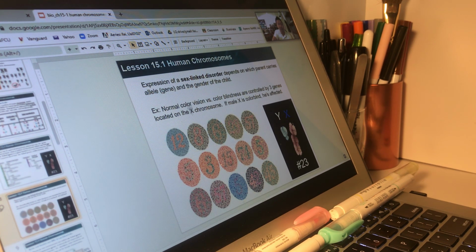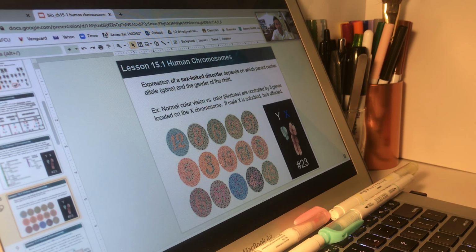Now, here's an example of a sex-linked disorder. So here, this is colorblind. Now, can everyone see the numbers? Raise your hand if you cannot see the numbers. Anybody? Okay, so none of you are colorblind, okay? So remember, colorblindness is on the X chromosome, okay?